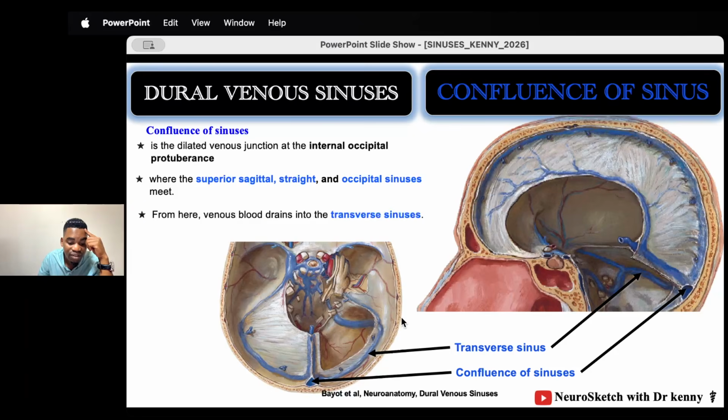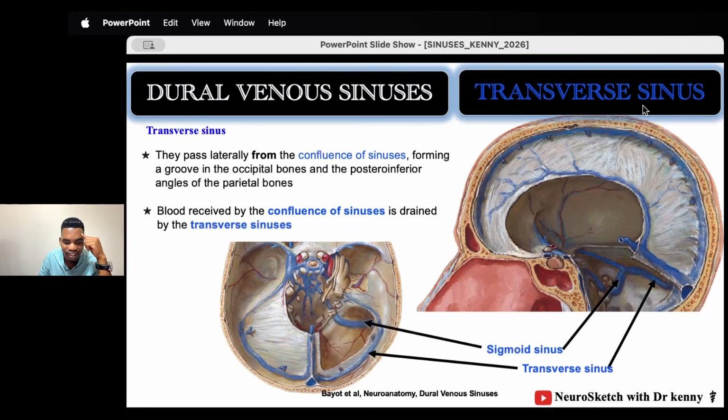Are you ready now to discuss the transverse sinus? Yes, let's discuss the transverse sinus. Now, this is the transverse sinus. The transverse sinus is draining blood from the confluence of sinuses, and it's going to empty this blood into the sigmoid sinus. The transverse sinus is going to drain this blood from the confluence of sinuses all the way to the sigmoid sinus.